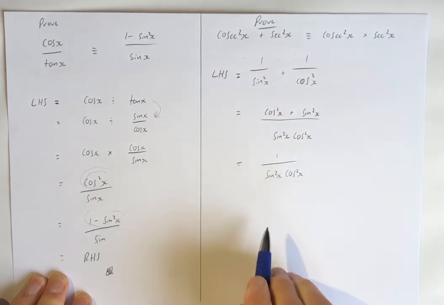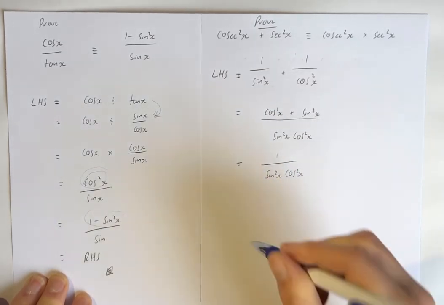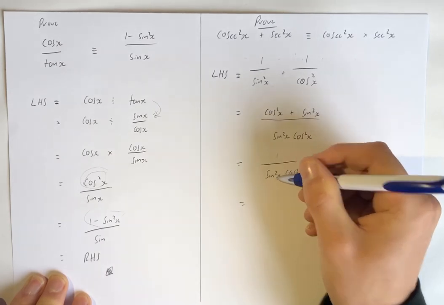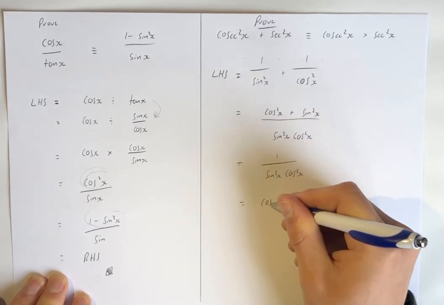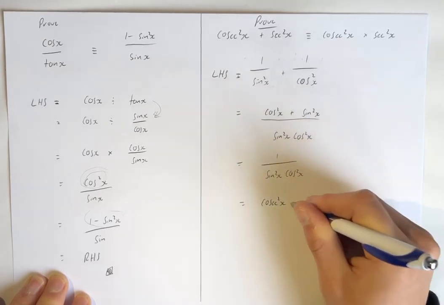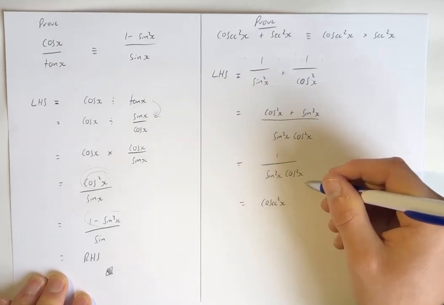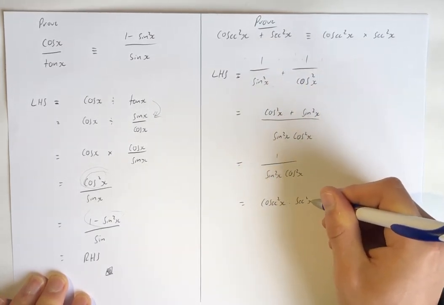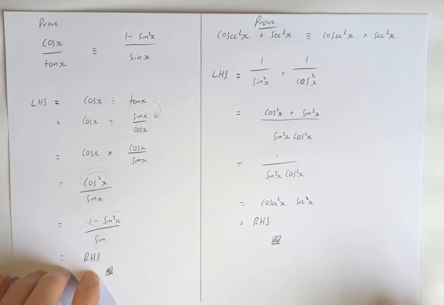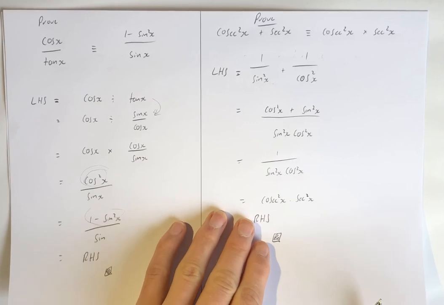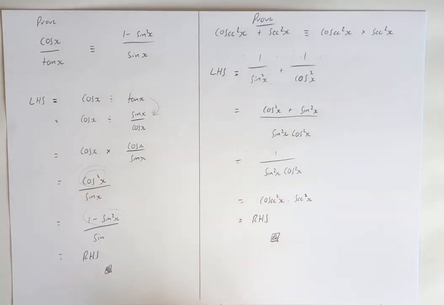So I have 1 over sine squared x cosine squared x, and so that's 1 over sine squared x, which is cosec squared x, times 1 over cosine squared x, which is sec squared x, which is the right hand side, and we're done. I think there's one more. No, that is all. So there was, I think, 1, 2, 3, 4, 5, 6, 7, 8 proofs. Hopefully that makes sense.